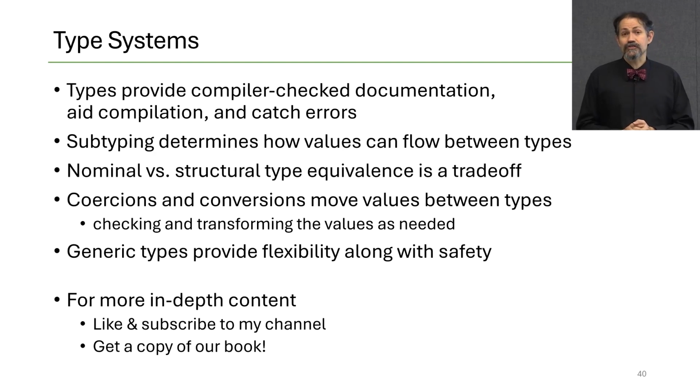We've looked at how coercions, which are inserted automatically in certain cases by compilers, and conversions, which are inserted by the programmer, move values between types. These operations check that the values match the requirements of the destination type, and they might transform the values to a new form as needed to make the conversion work. We also looked at how generic types can provide both flexibility to use a function with many different types, along with the safety that type checking provides.